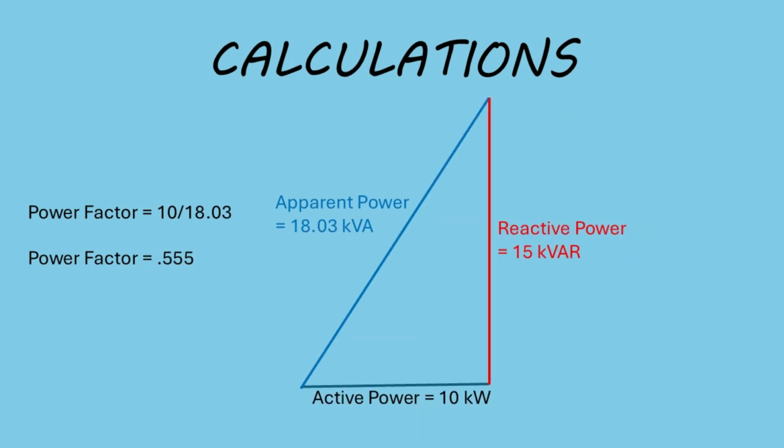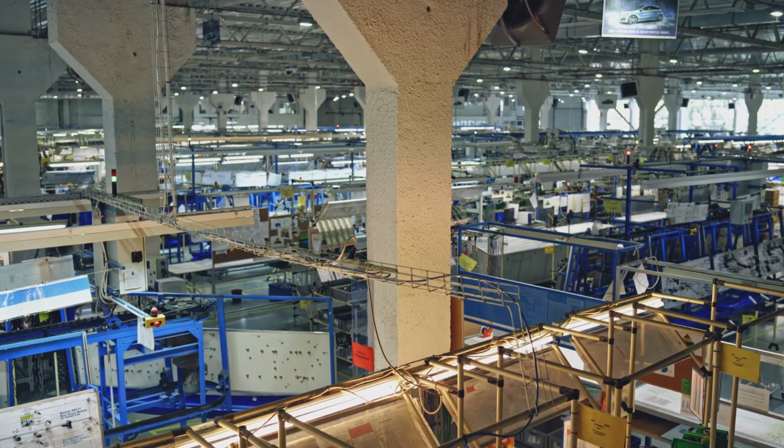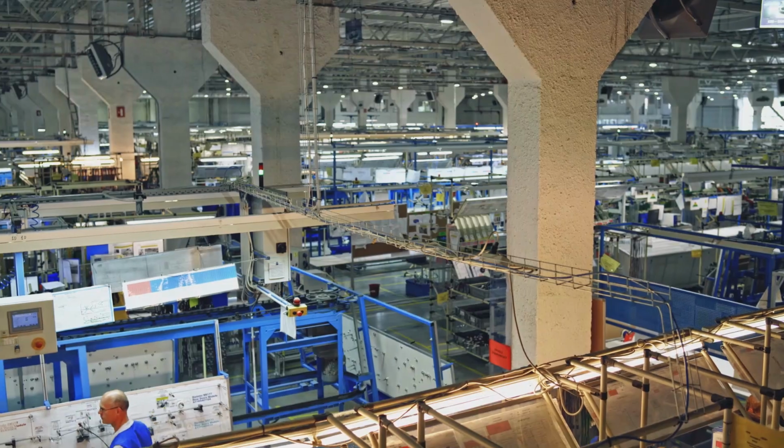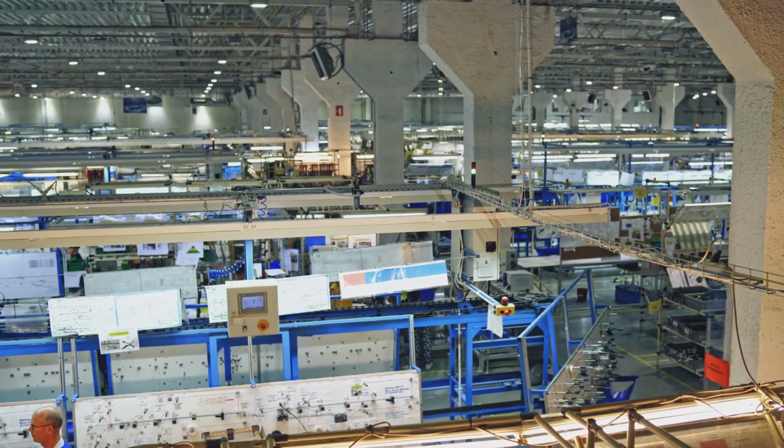Now let's increase the reactive power to 15 kVAR. The apparent power becomes 18.03 kVA, and the power factor drops to 0.555. This means that the circuit is wasting almost 45% of the power that the energy source is delivering to the circuit, and that is a lot of waste. And that's why power factor is such an important consideration, especially in industrial settings.